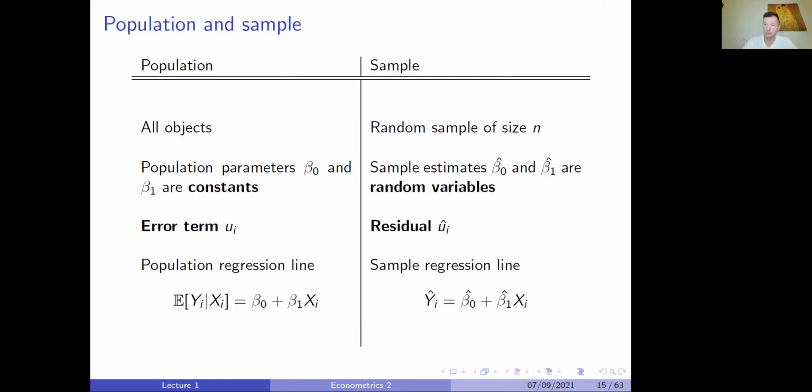Regarding the regression line, in the population we have the conditional expectation of y given x, which is beta 0, some number, plus beta 1, another number, multiplied by x i. In a sample we have two random variables, beta 0 hat and beta 1 hat, multiplied by x, and the result is the fitted value y hat.